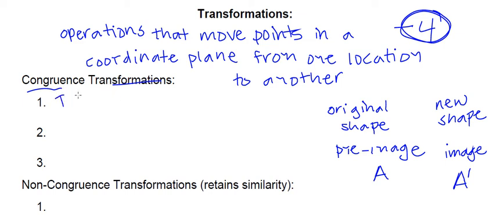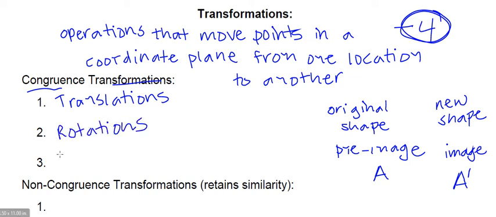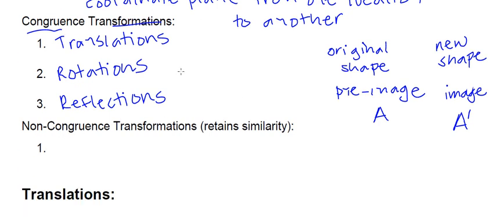The first one is translations, and we'll get to them in a little bit. Then we're going to have rotations. And finally, we will have reflections. Those are 3 of the transformations that we have learned about. Then we also learned about one more transformation, and this one was a non-congruent transformation. It changed the shape of the figure by making it larger or smaller. Some of us are remembering that this was called a dilation.